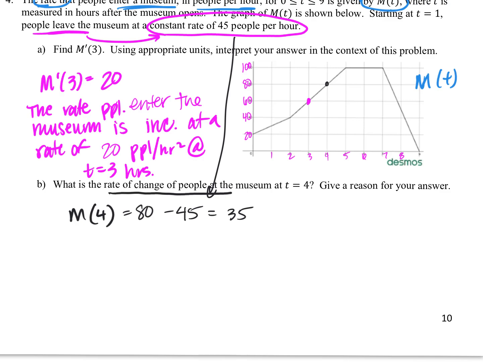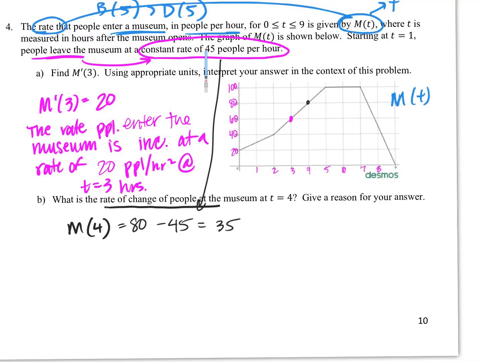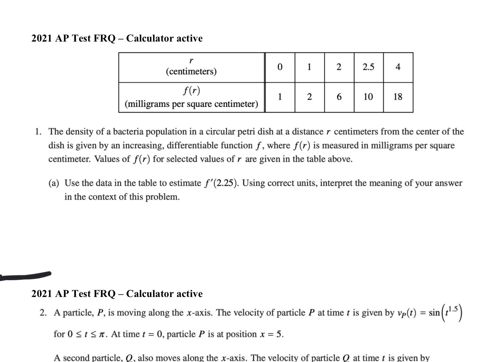Let me talk about why. Anyone, why didn't we do 45 three times? Because they're just saying, what is the rate of change of people at T equals 4? 4 hours in. And it's not saying how many people were in the museum. Then we would have to take 45 away 3 times, because it started at 1. This is just saying what's the rate of change of the people. So the rate of change is 35 people per hour, as opposed to there are 80 people per hour coming in minus 45 people per hour leaving at that one moment in time.